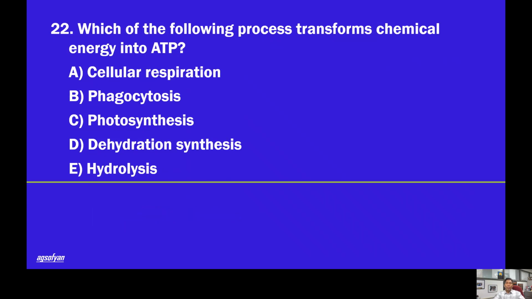22. Which of the following process transforms chemical energy into ATP? A. Cellular respiration, B. Phagocytosis, C. Photosynthesis, D. Dehydration synthesis, E. Hydrolysis. Choose your answer. Yes, the process will be cellular respiration. Cellular respiration is the process that transforms the chemical energy into ATP.